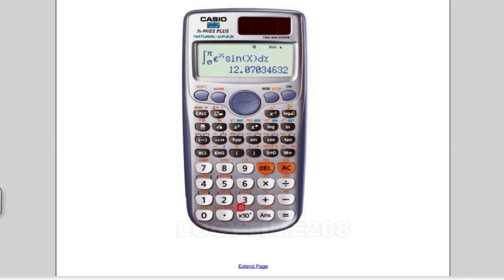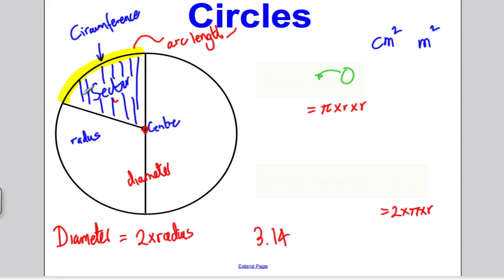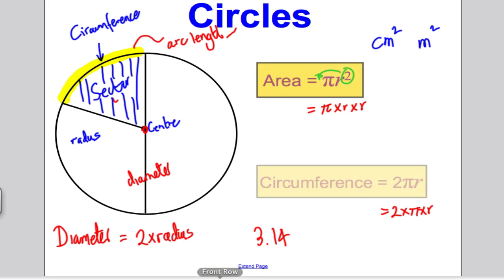Okay, so key things here, you need to know what a sector is, an arc length. They're the two new bits of information probably for you, and you should know radius, diameter and circumference, and you should know the two key formulas, that the area of a circle is pi r squared and the circumference is 2 pi r.